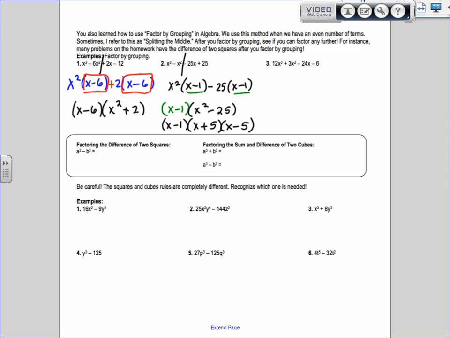Just like prime factorization of numbers, right? If I had 210 and I break it into 21 and 10, I have to keep going until I'm all the way down. Okay, so same thing.